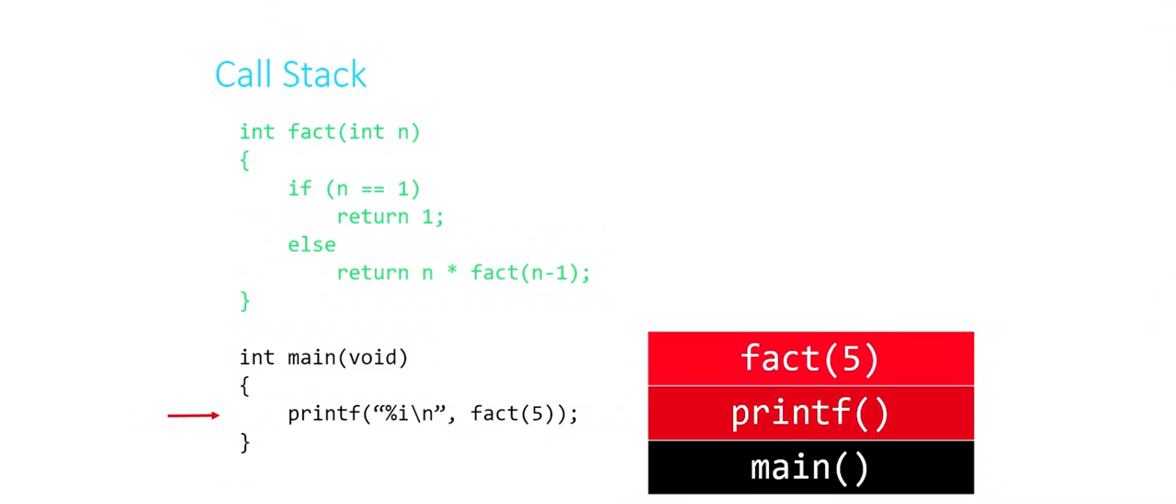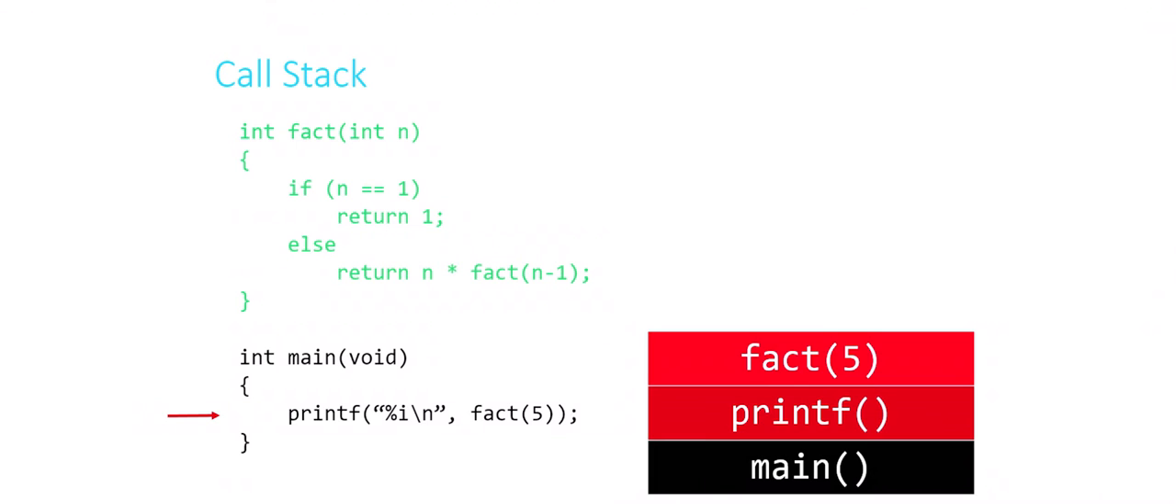As soon as it does that, main is on pause. It's hanging out right here, waiting for printf to do its work. Well, what does printf have to do? It just has to print out a number, but it has to print out factorial of 5. But it doesn't know factorial of 5. It has to make a function call. So printf then goes on pause and waits for factorial of 5, which now becomes the new active frame.